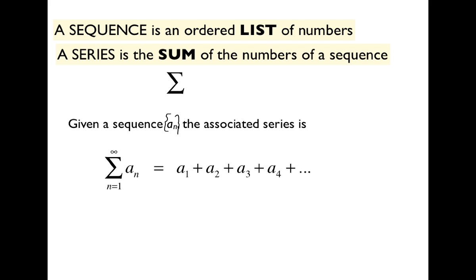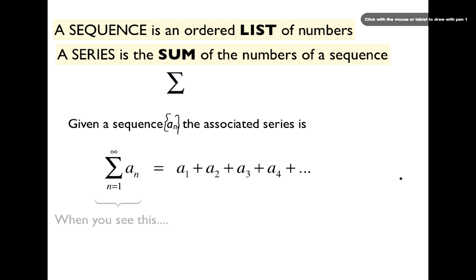All right? And so the bottom tells you the first value, n equals 1, and this tells you the last value. So if this was n equals 7, if this was 7 up here, you'd be adding 7 things together: a_1, a_2, a_3, a_4, up to a_7. If it's infinite like this, then the sum never ends. It just keeps adding on terms from the sequence.